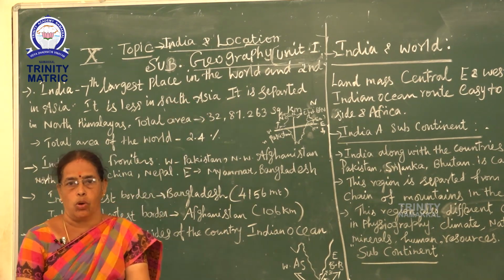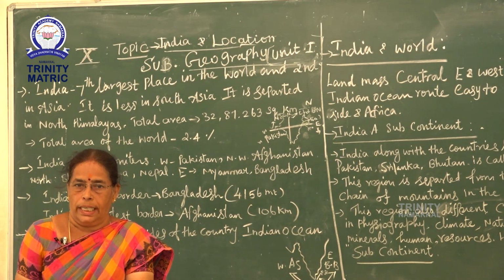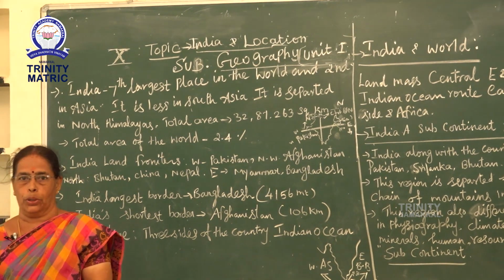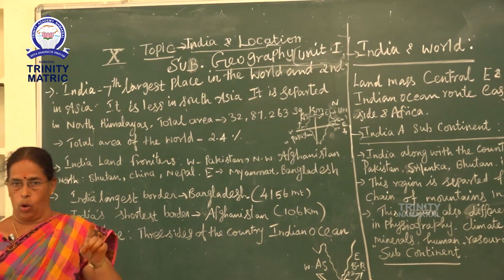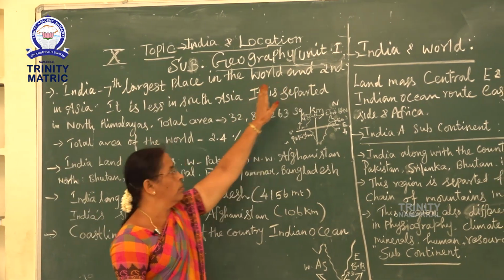Where is the Trinity school? It is on the Mohanur Road. That is the location. Where is the Trinity school? On Mohanur Road. The Mohanur Road is the location. The topic is India's location.